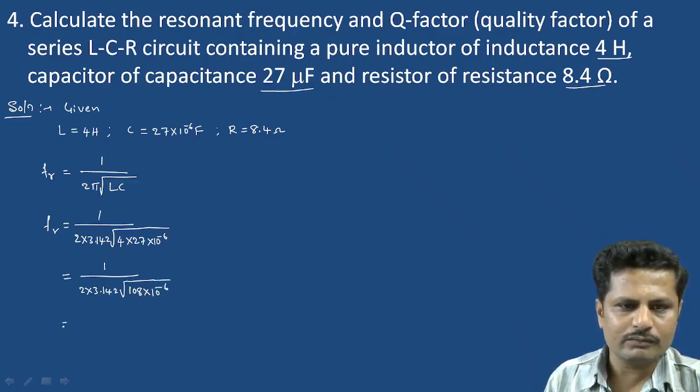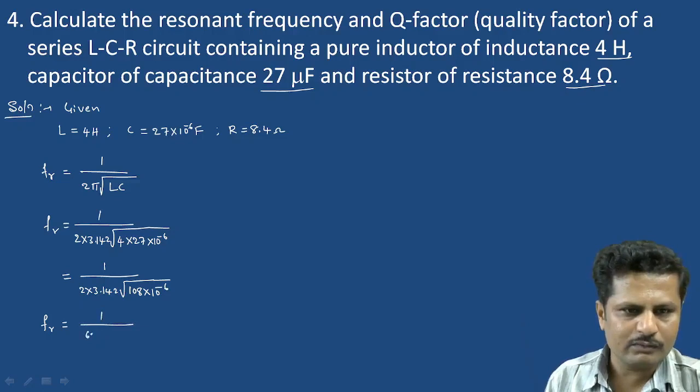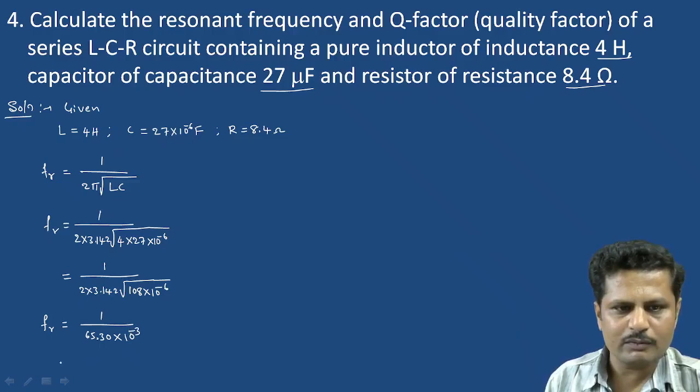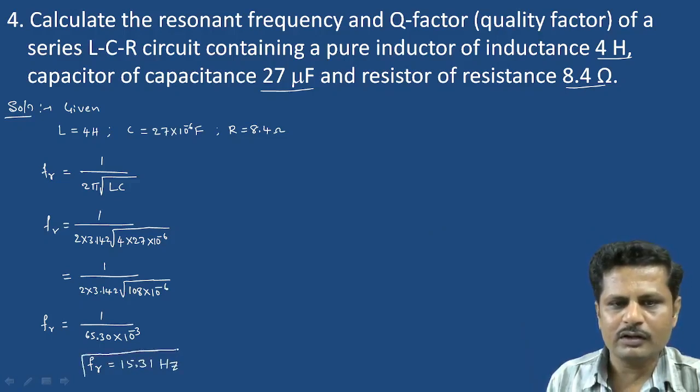So the resonant frequency is equal to 1 divided by 6530 into 10 raised to minus 3, and this becomes, that is, the resonant frequency is equal to 15.31 hertz. This is the resonant frequency of the LCR circuit.